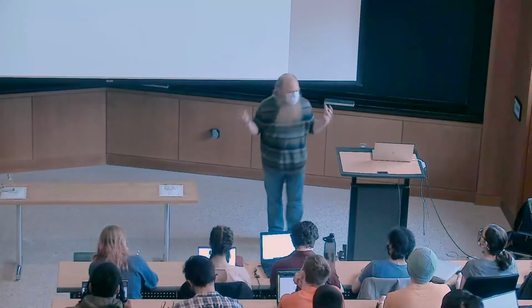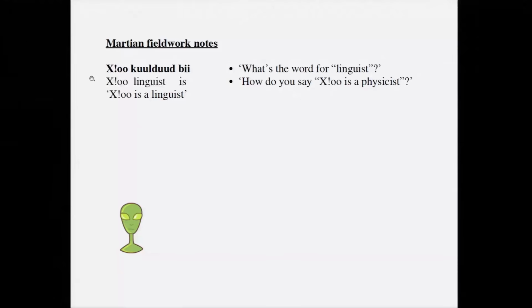How do you say Cole is a physicist? Right? So you get that. You discover that this sentence consists of 3 words: Cole, and then the word for linguist, which is cool dude, and the word for is, which is be.